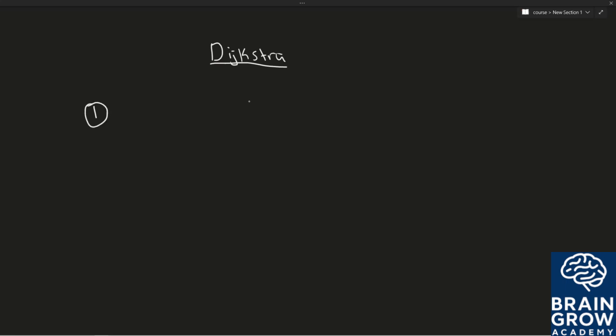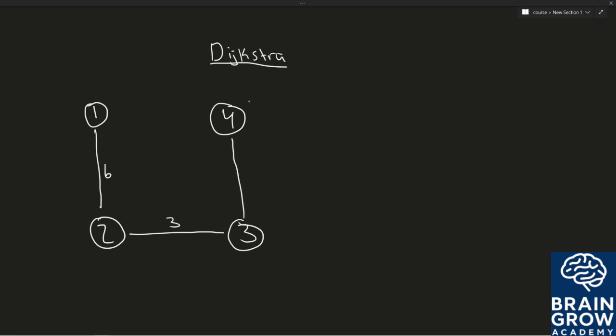So we'll have node 1, 2, 3, and 4, and we'll connect 1 and 2 with 6, 2 and 3 with 3, 3 and 4 with 1, and 1 and 4 with 1, and we will connect 1 and 3 with 4.